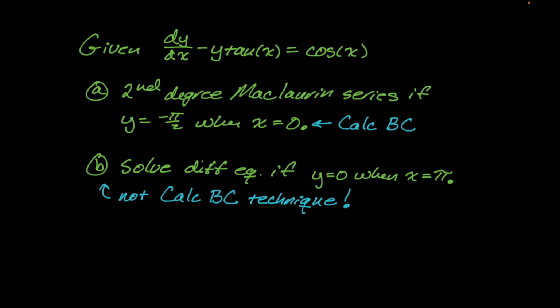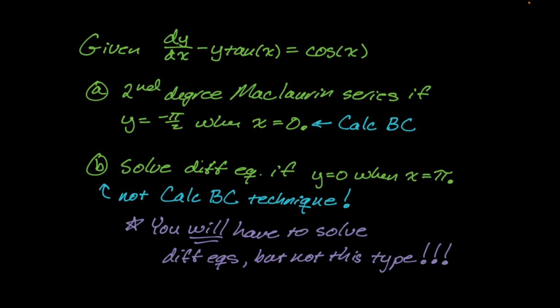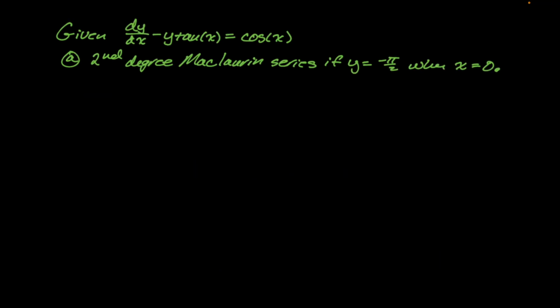And then part B would be an extension for Calc BC. Solve the differential equation if y equals 0 when x equals pi. This is not going to involve a Calc BC technique, which is why you wouldn't have to do this particular problem, but I do want to make it clear, you will definitely have to solve differential equations, just not this type of equation. So you would expect something like a separable differential equation, for example, maybe something where you need partial fractions. But let's do part A because everybody's got to be able to do that, and then I will also do part B just to show you the technique.